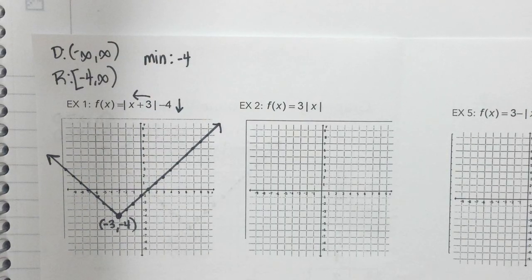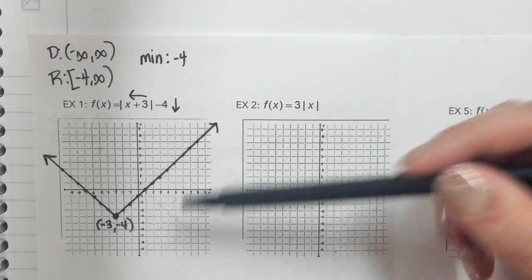Okay? And if it was reflected, it would have a max, right? It would have a top. Okay. Questions about this one?